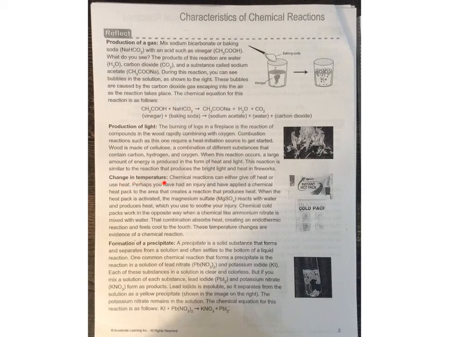So, change in temperature. Chemical reactions can either give off heat or use heat. Perhaps you have had an injury and have applied a chemical heat pack to the area that creates a reaction that produces heat. When the heat pack is activated, the magnesium sulfate reacts with the water and produces heat, which you use to soothe your injury.